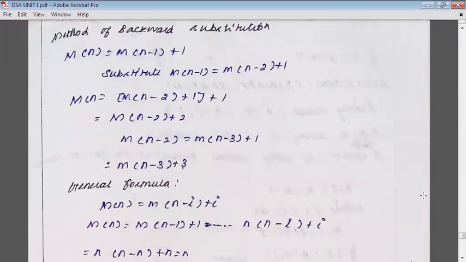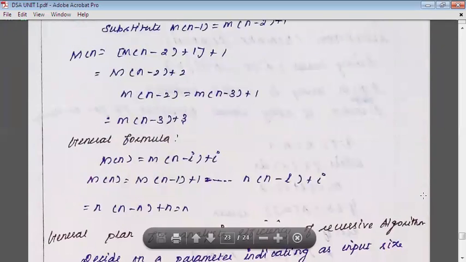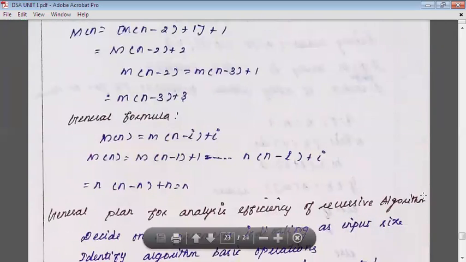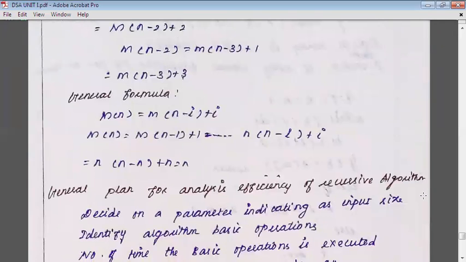So the general formula is M(n) = M(n-1) + 1. So M(n-1) = M(n-i) + i. So you substitute that, and finally you get the value of n.